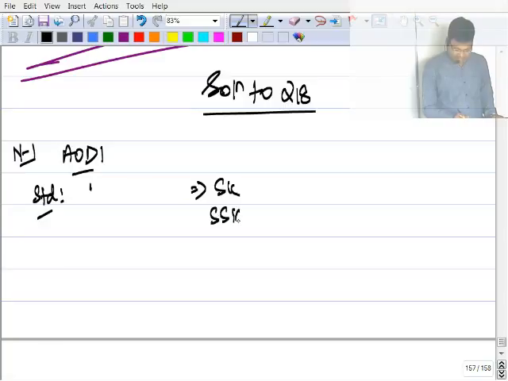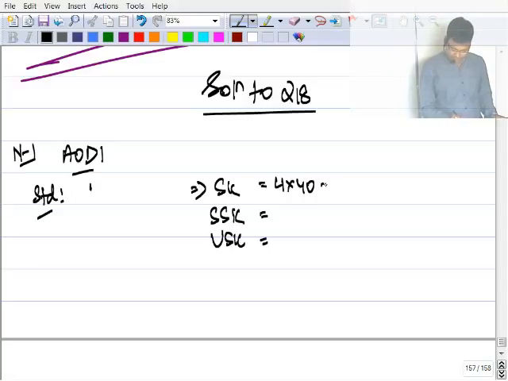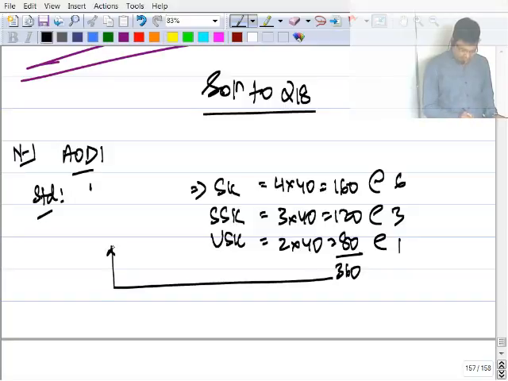Skilled, semi-skilled, unskilled are three categories of workers. 433 are the number of workers in the gang, and the hours per week is 40 hours. So 4 into 40 is 160, 3 into 40 is 120, 2 into 40 is 80. So the total is 360, and the rates are given as 6 rupees, 3 rupees, 1 rupee. So we will assume the output of finished goods as 360 standard hours of finished goods.